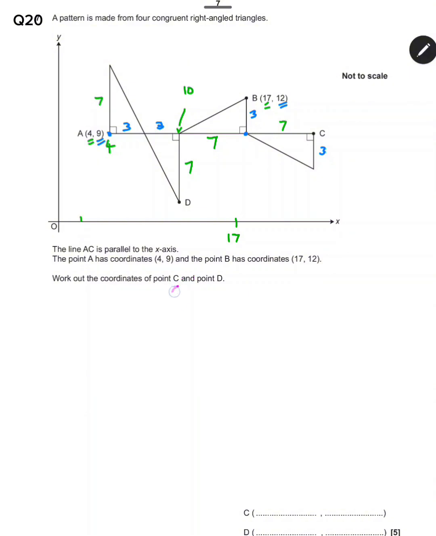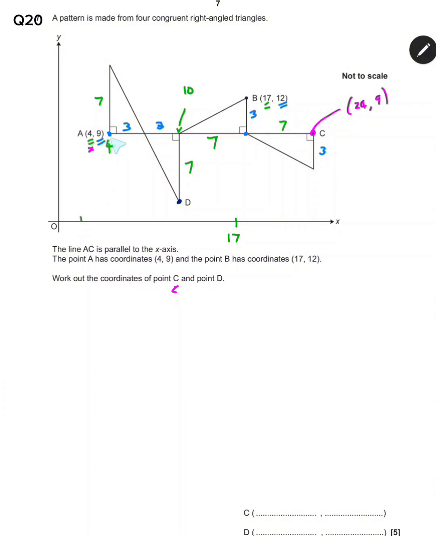What we're looking for now is the point C. Well, C, I'm going to start at 4 and move across 3, 3, 7 and 7. So this point here starts at 4, 5, 6, 7, 8, 9, 10, 17, add 7 would be across to 24. And I know it's in line with A, so it's only as high as A. So that's 24, 9.